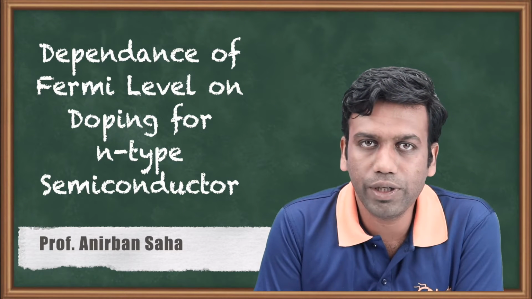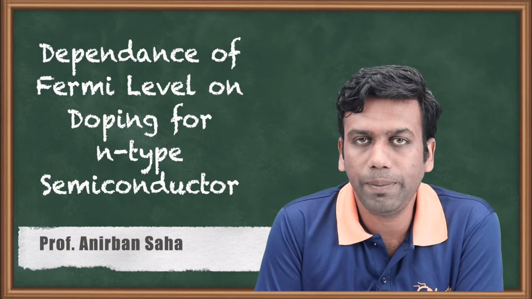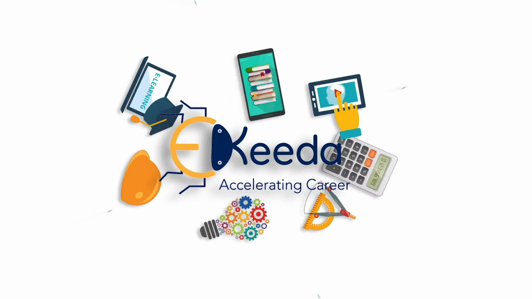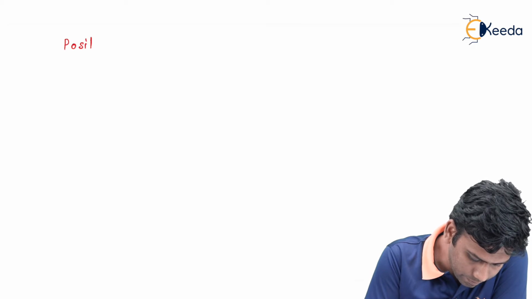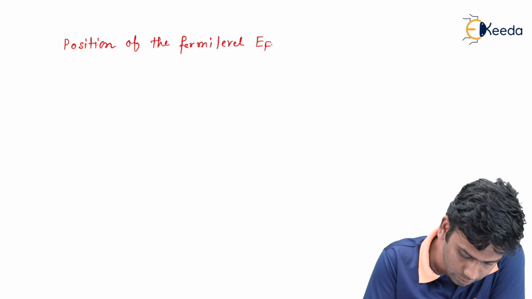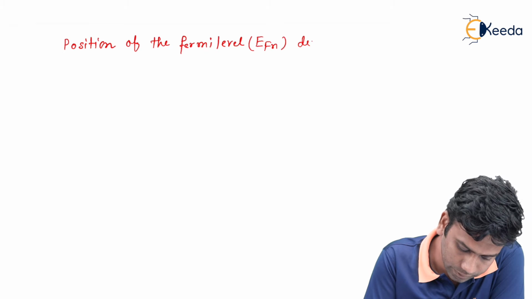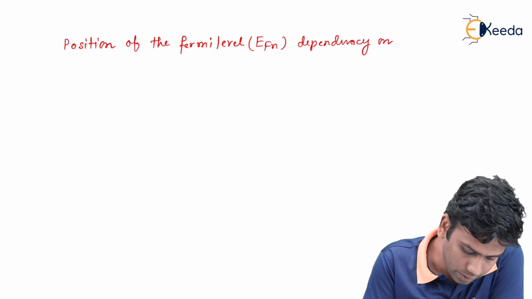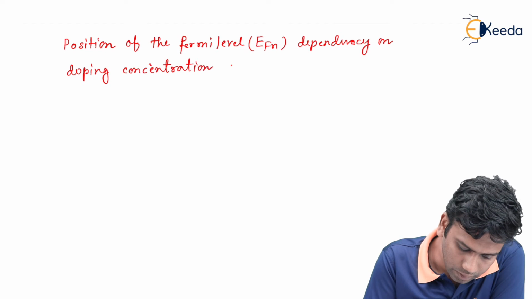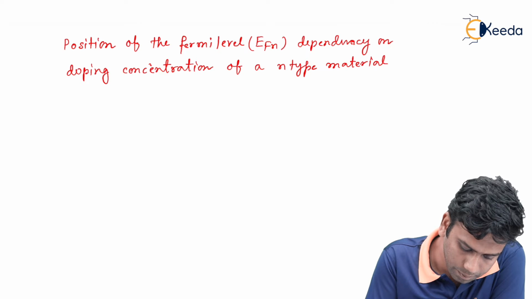Hello friends, in this video we are going to discuss the position of the Fermi level dependent on the doping concentration in the n-type semiconductor. So let us see how the position of the Fermi level, that is EFN, will depend on the doping concentration of an n-type material.